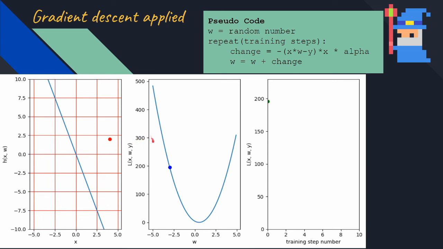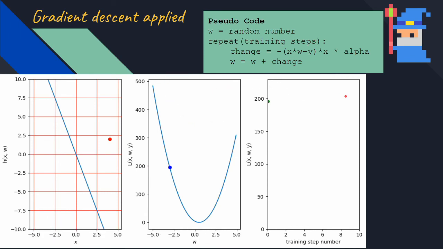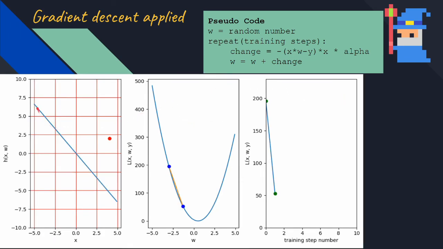Then we have the loss function here. We're right now at this point. The weight is equal to -3 and our loss is equal to 100 and something, 190 or so. And this is loss over training step numbers. Now if we do one step, so this was one step. So the function is already a better approximation.